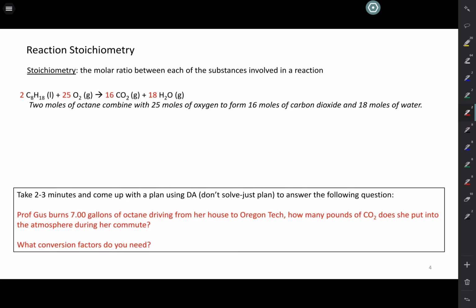I want you to look at this problem and plan it out. Please don't try to do the problem. There's some values I need to give you, but please pause the video, read the problem, and come up with a given, find, and plan.